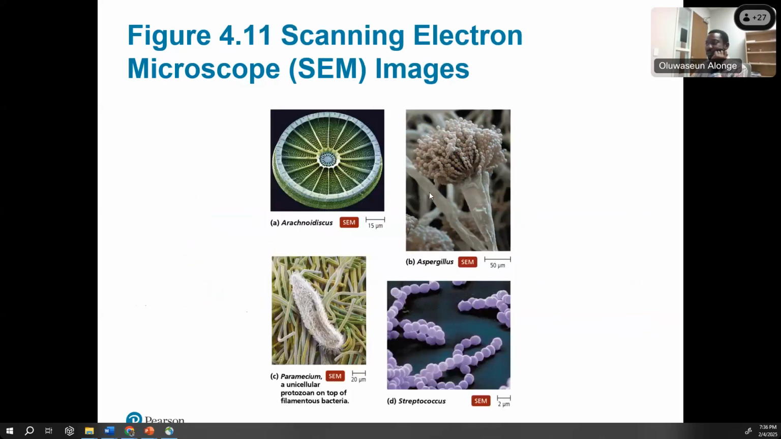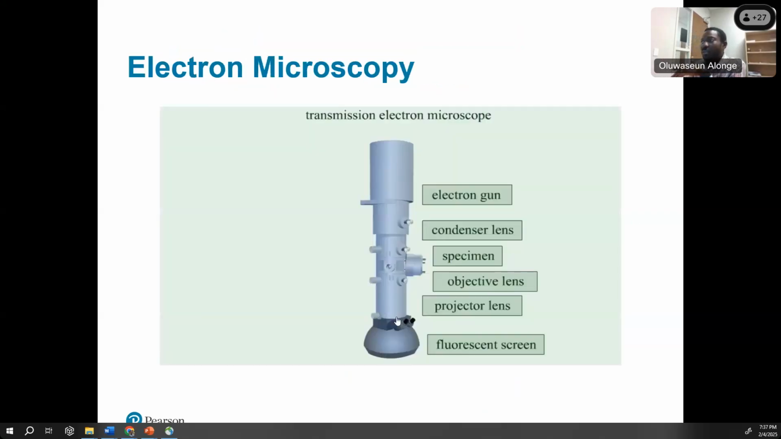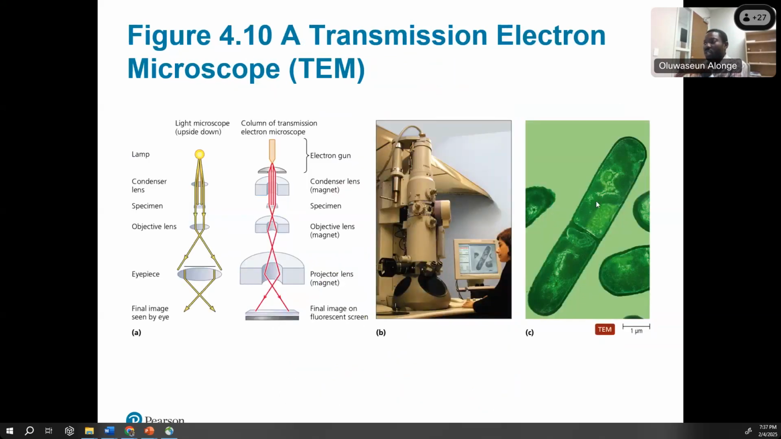This here now is scanning. You can only see the surface. It's showing you the surface. You are seeing a detailed analysis of the surface. Here it is showing you the 3D of the surface. But look at what you saw in transmission. You can see the details, not just the surface alone.